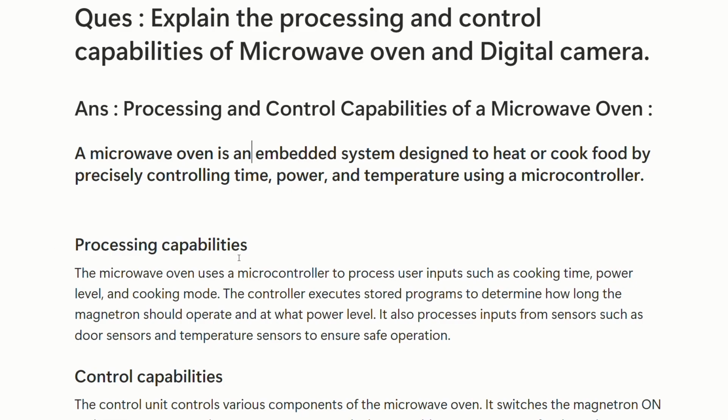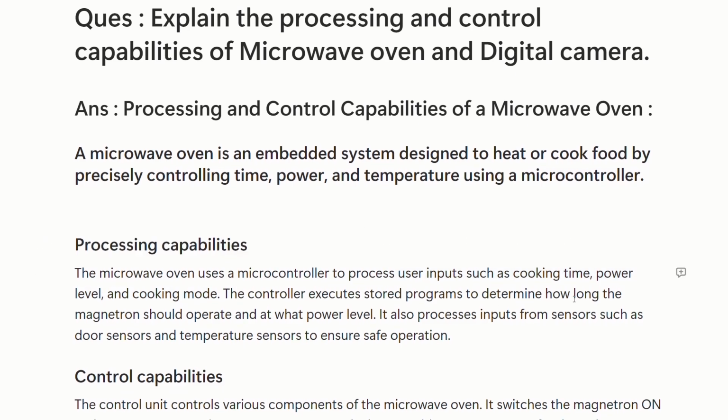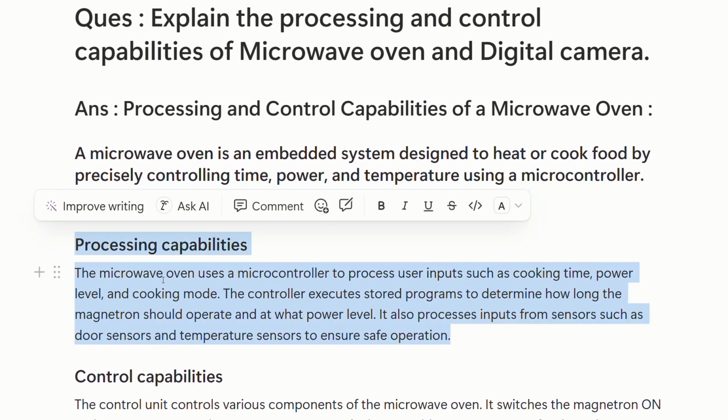So, processing capabilities we will discuss first. The microwave oven uses a microcontroller to process user inputs such as cooking time, power level, and cooking mode. The controller executes stored programs to determine how long the magnetron should operate and at what power level. It also processes inputs from sensors such as door sensors and temperature sensors to ensure safe operations. So these are the processing capabilities of a microwave oven.